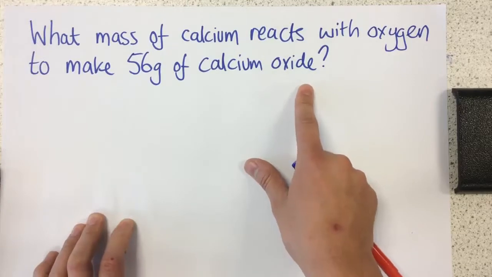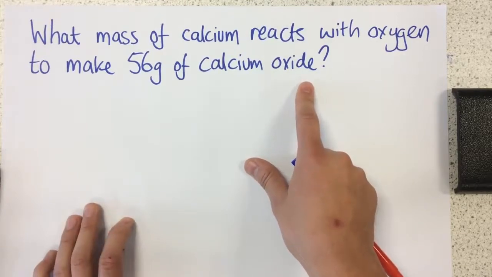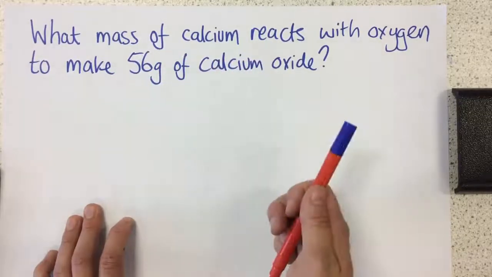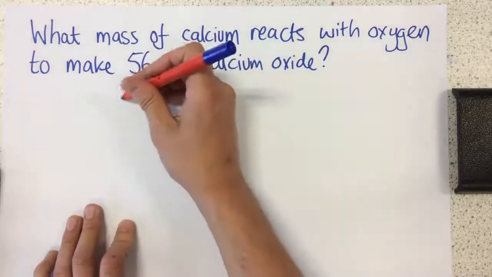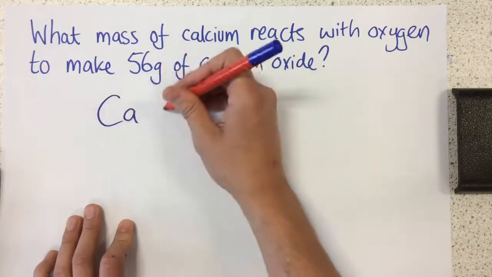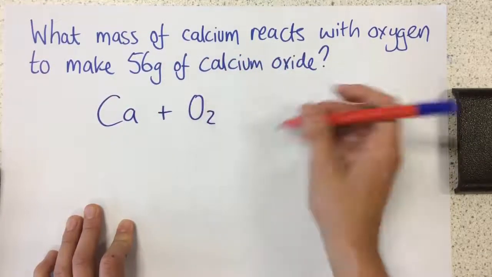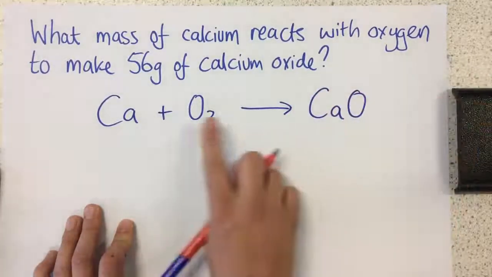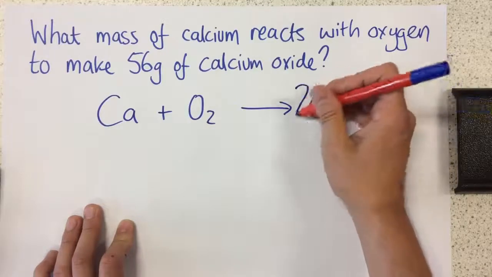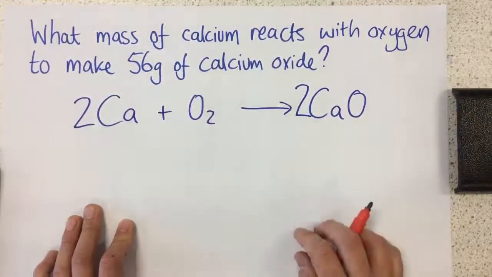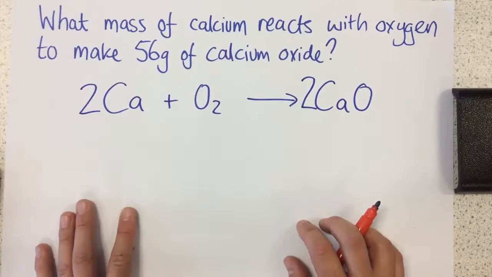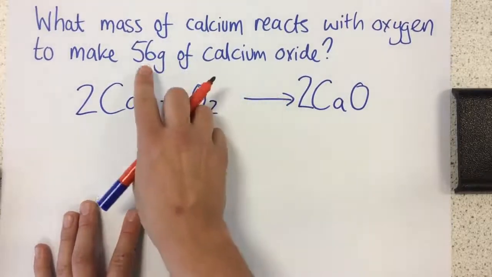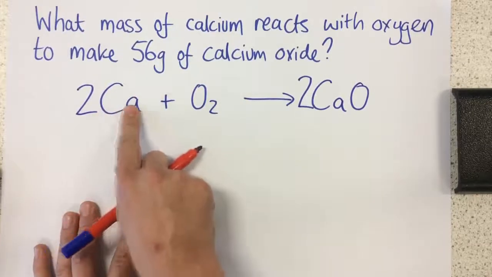So the first thing to do is write a balanced symbol equation. Now this will sometimes be given for you, but sometimes you might have to do it yourself, okay? But I'm not going to go too much into that right now. So I've got calcium reacting with oxygen to form calcium oxide. Is it balanced? No, it's not. Again, I'm not going to go too much into balancing equations. That's for another time.